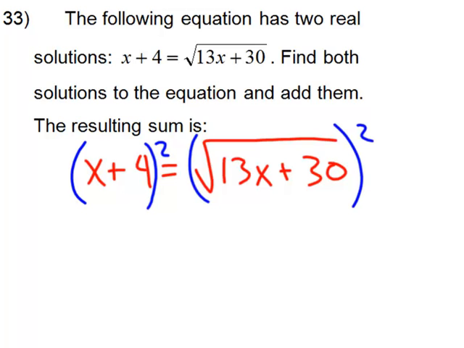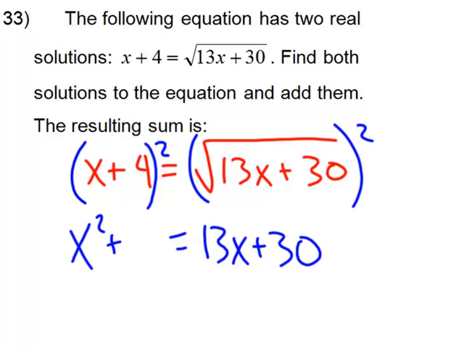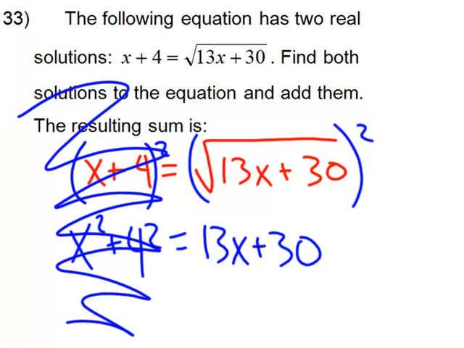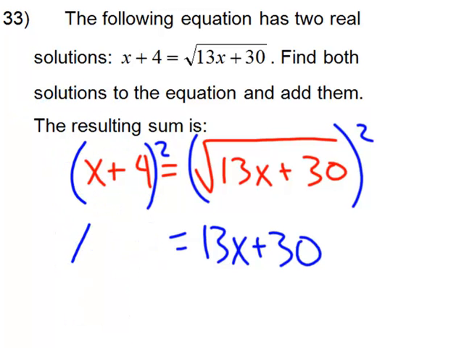And that is what will cancel out on the right. The square root sign and the squaring will cancel out and give us 13x plus 30. And here's where I caution you, avoid trying to just distribute this square on the left. Please don't do this. Please don't put x squared plus 4 squared. That is not correct. That is a huge common error.